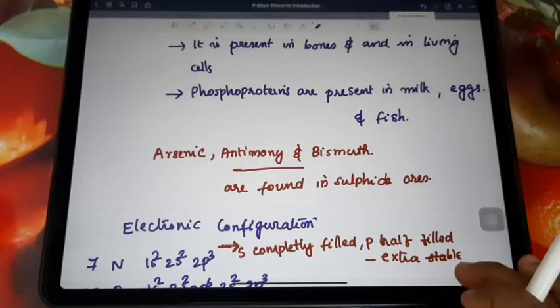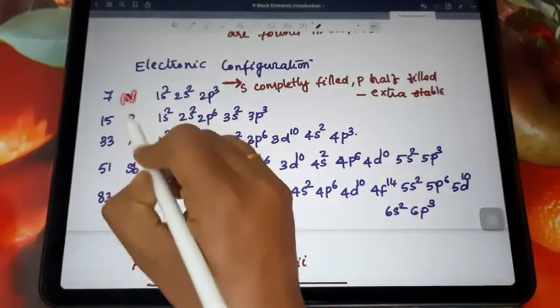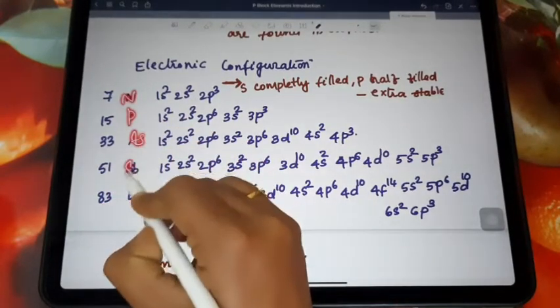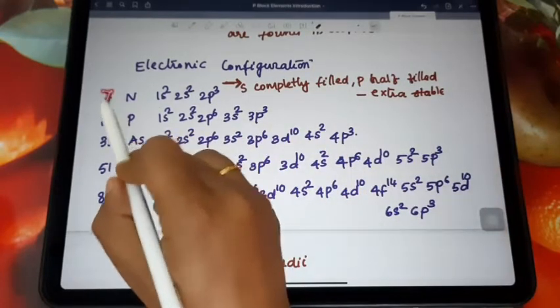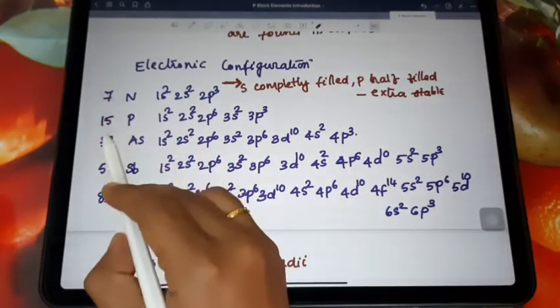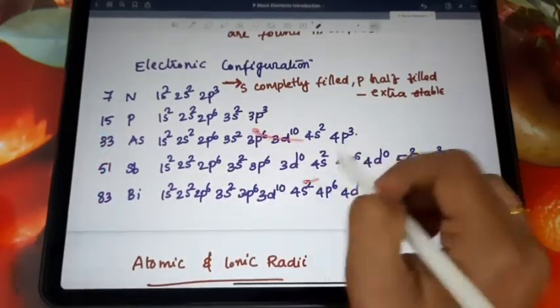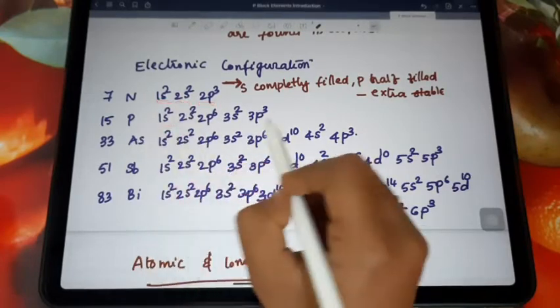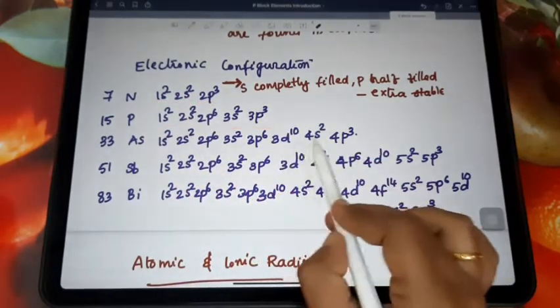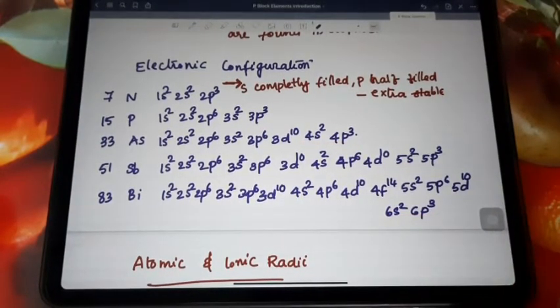Okay, now we can start with electronic configuration. I told you already: nitrogen, phosphorus, arsenic As, antimony Sb, bismuth Bi. Their atomic numbers I have also written here: 7, 15, 33, 51, 83. Their electronic configurations I mentioned here. In the case of nitrogen, 1s2 2s2 2p3, then phosphorus 3s2 3p3, 4s2 4p3, 5s2 5p3 and 6s2 6p3. Likewise the electronic configuration comes.